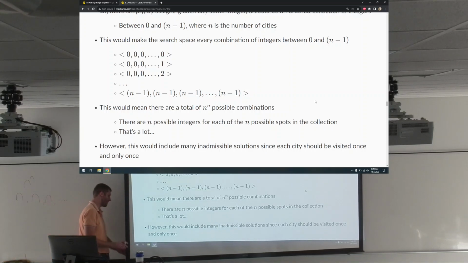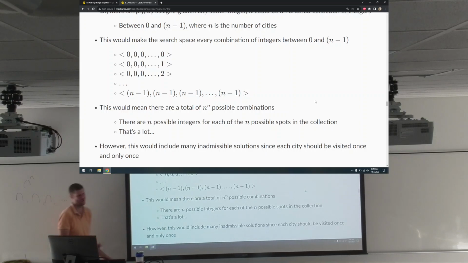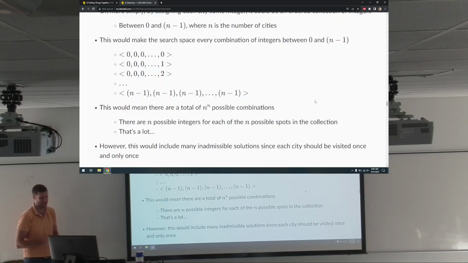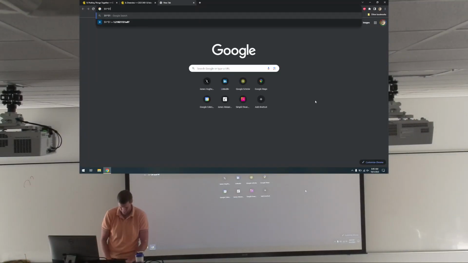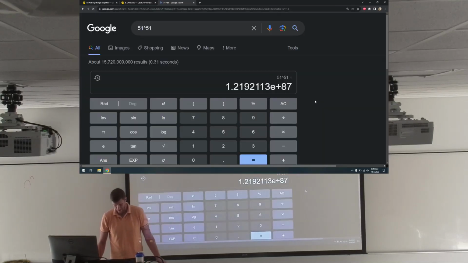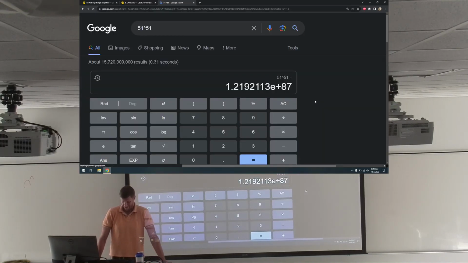I mean, it's not going to be a big number if n is small, but usually, how big are the instances you're playing around with? What's the smallest instance that you have? Does anyone know offhand what n is in the smaller ones? I think 51. What's 51 to the power of 51? Let's see. That's a big number. Times 10 to the 87. All right, okay, that's a big number. 87 zeros, that's a lot. And that's only 51 cities.